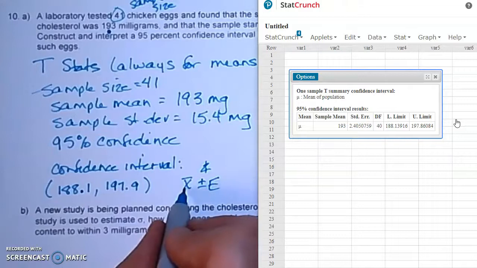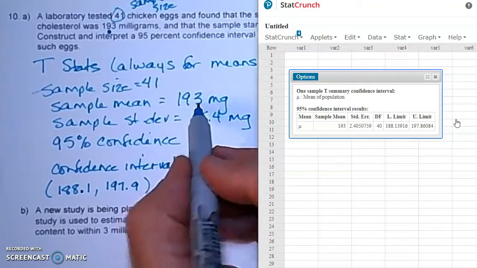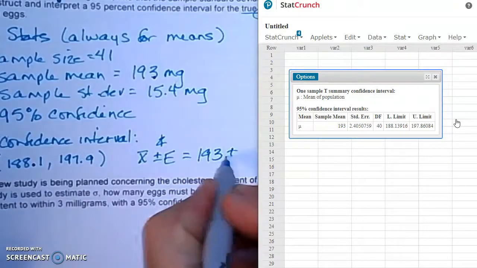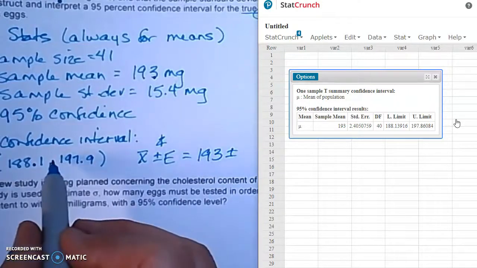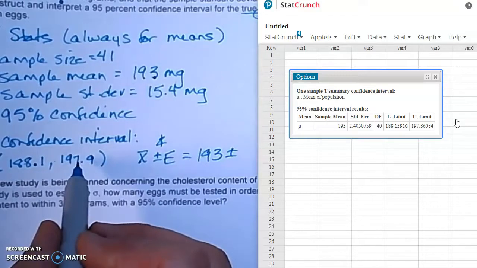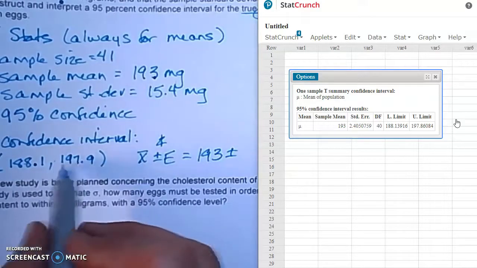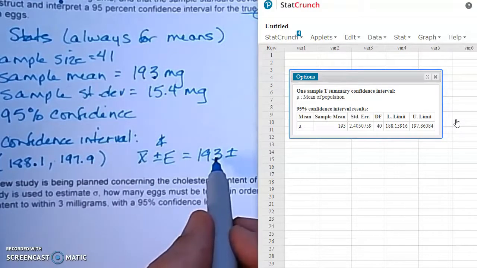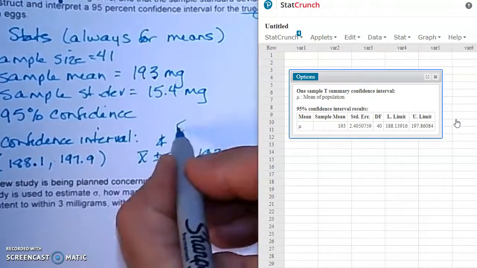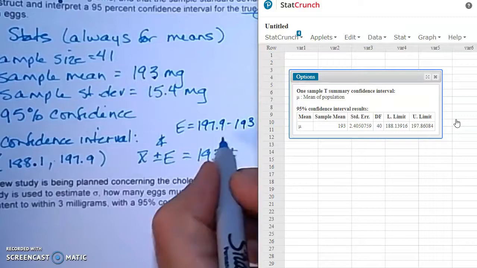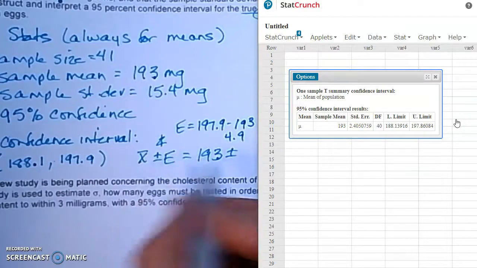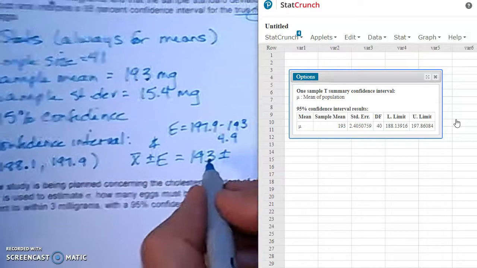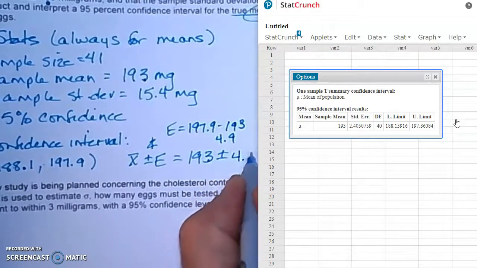If I wanted to write it in this form, where I have the point estimate and the margin of error, my point estimate is my sample mean. That would be 193. For my margin of error, I'd have to take my point estimate and figure out how far it is to either one of the two limits of my confidence interval. For example, I could take 197.9 and subtract 193, and that would give me my margin of error. And that would be 4.9. To write my confidence interval in this format, I would have 193 plus or minus 4.9.